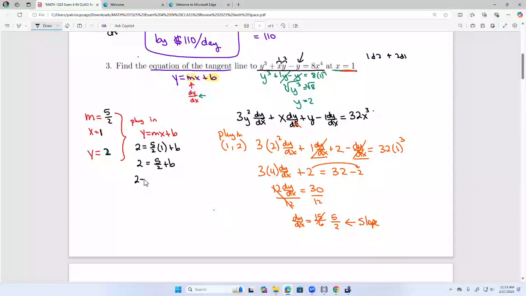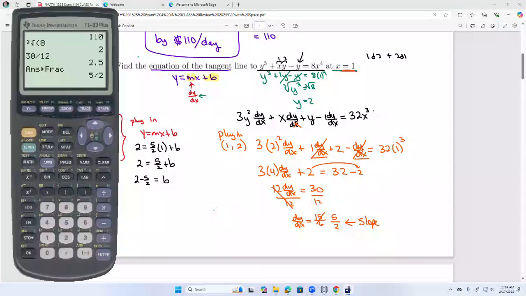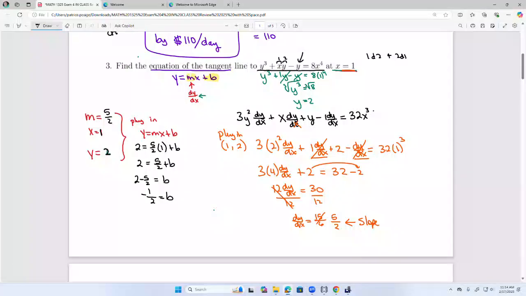And I can subtract, so 2 equals 5/2 plus b. I subtract 5/2 from both sides. Then I have 2 minus 5/2, which I can figure that out. 2 minus 5/2, math frac, is negative 1/2. And now I have my equation because I have my slope and I have my b. So I have y equals 5/2 x minus 1/2.